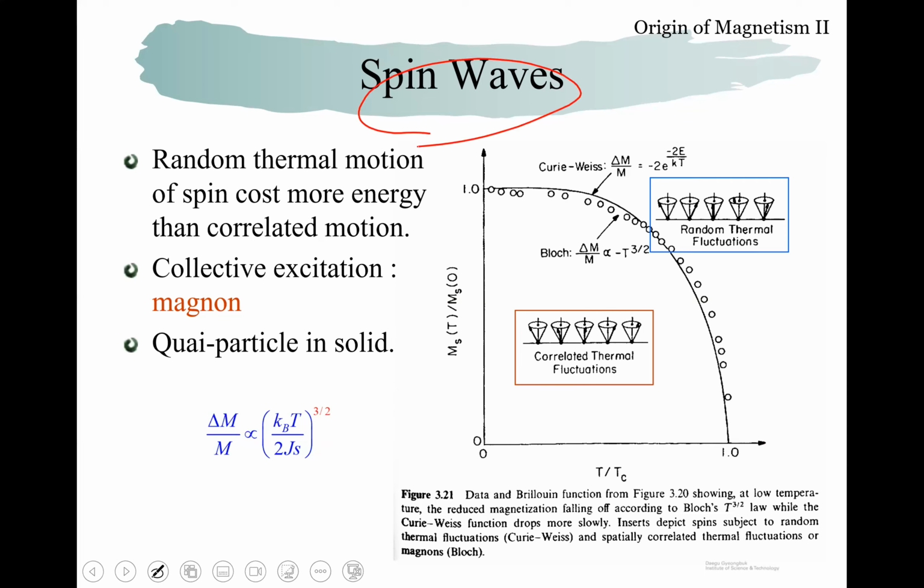So this is the magnetic moment, and this is temperature. The magnetic moment decreases when you increase the temperature, and it reaches zero when the temperature reaches the critical temperature called the Curie temperature. That's the general view of a ferromagnetic material. Then why does the magnetic moment decrease?